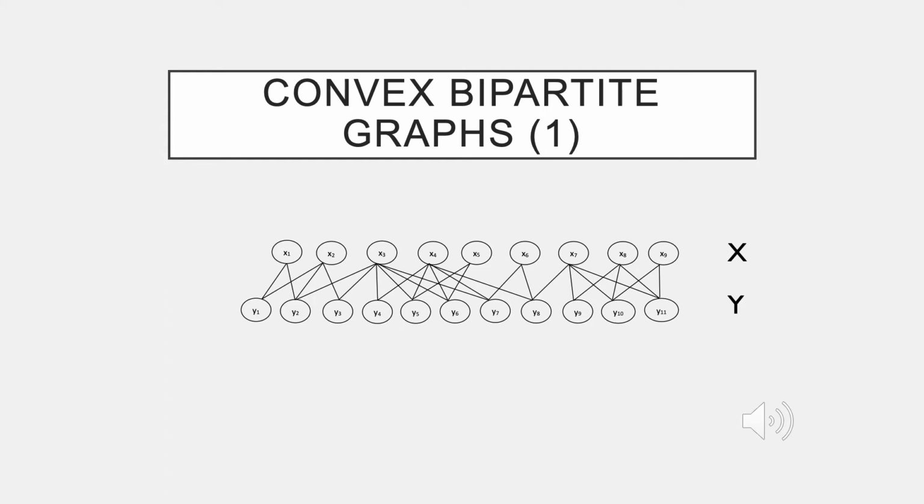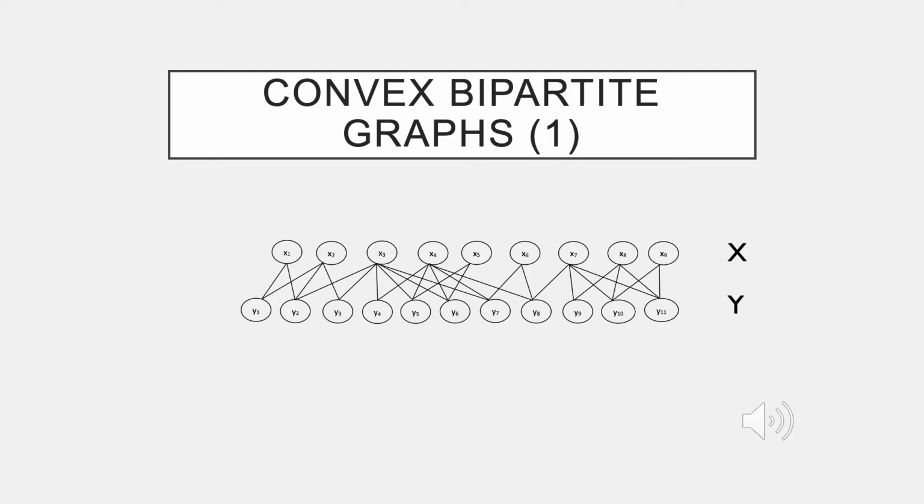A bipartite graph G with vertex partitions X and Y and edge set E is said to be Y-convex if vertices of Y can be ordered so that for each x in partition X, neighbors of x appear consecutively in Y. I will simply refer to that graph as convex bipartite. Such an ordering is called a convex ordering and can be computed in linear time. The graph in the figure is convex bipartite.